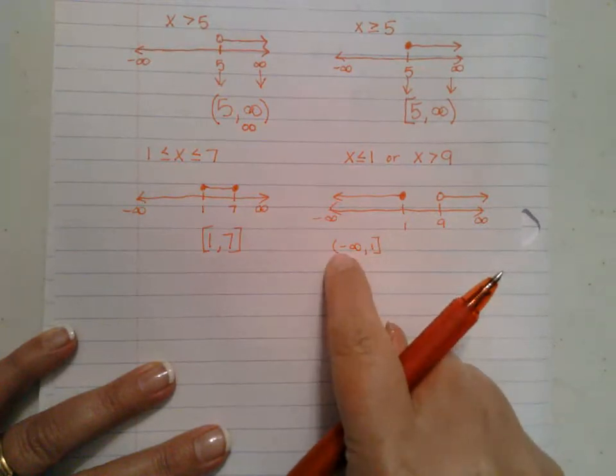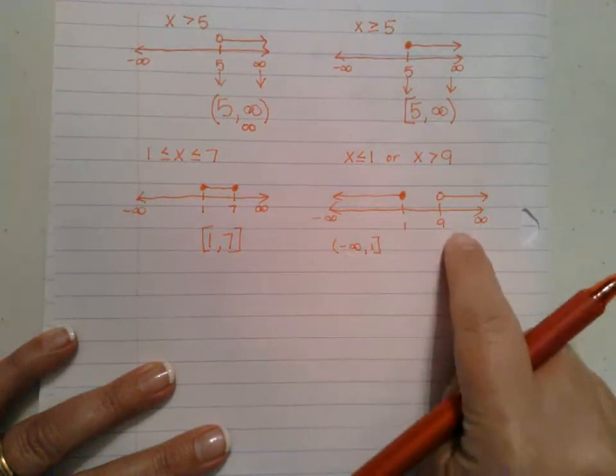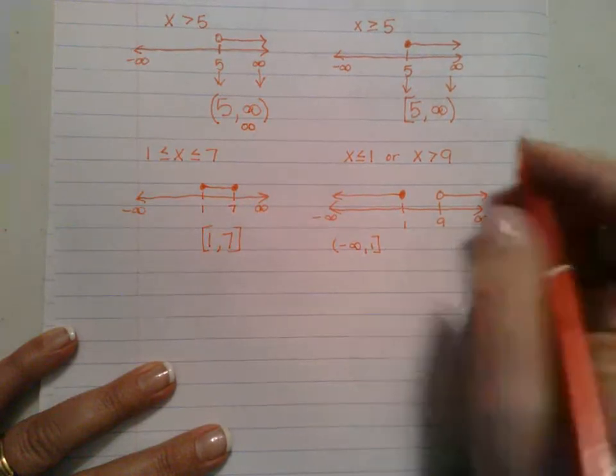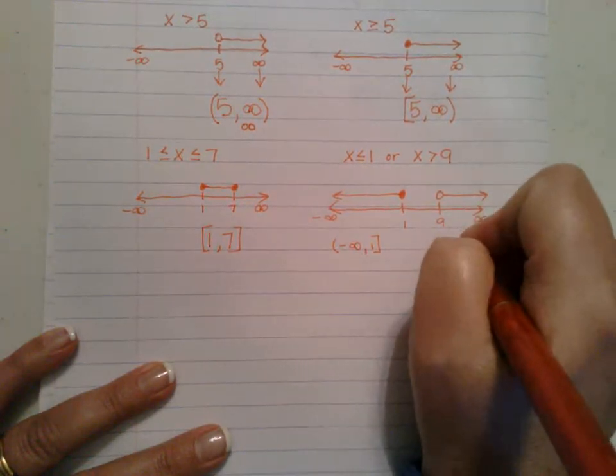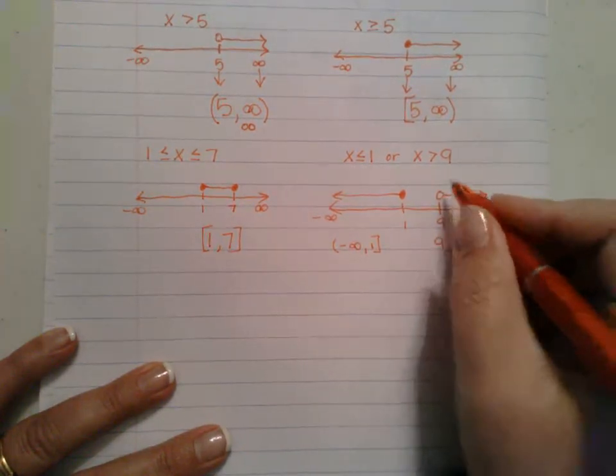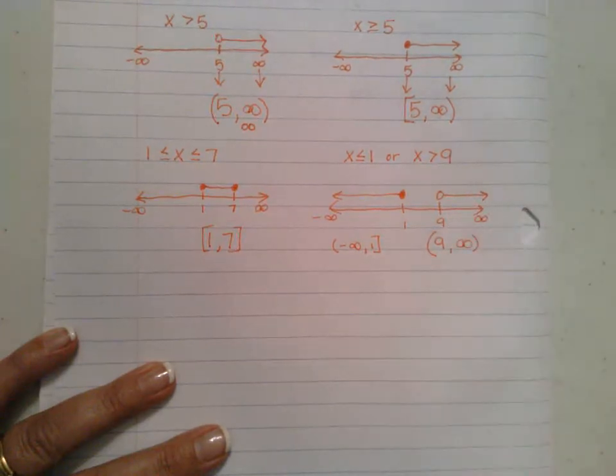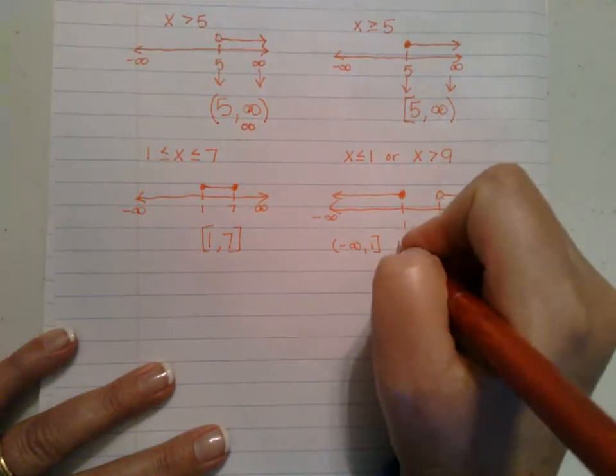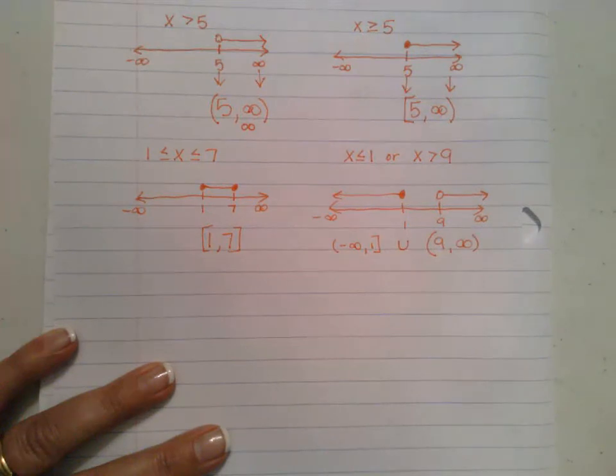Remember, the infinity always gets a parenthesis. And then over here, I pull these two numbers down, nine to infinity. But this is an open circle, so I'm going to use a parenthesis. And then they probably ask you to use a U in the middle for union. Okay, and there's a symbol right there.